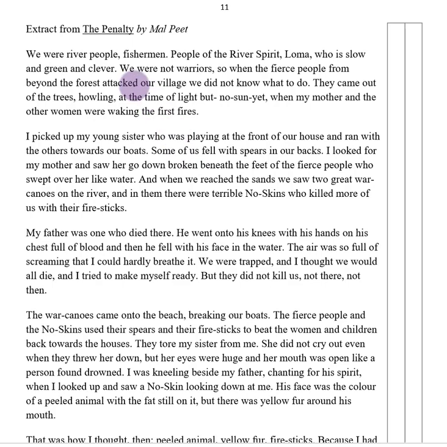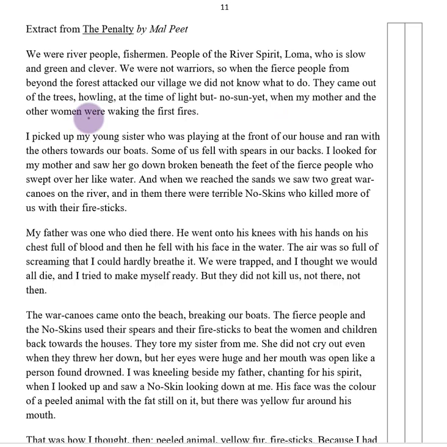Now, our final text, this extract from The Penalty by Mal Pete. We were river people, fishermen, people of the river spirit, Loma, who is slow and green and clever. We were not warriors, so when the fierce people came from beyond the forest, attacked our village, we did not know what to do. They came out of the trees howling at the time of light, but not sun yet.